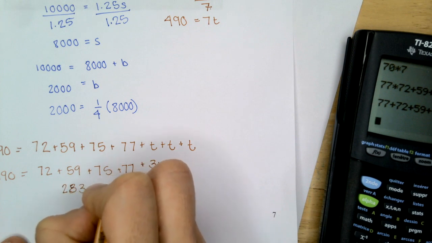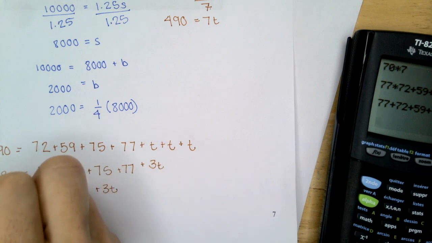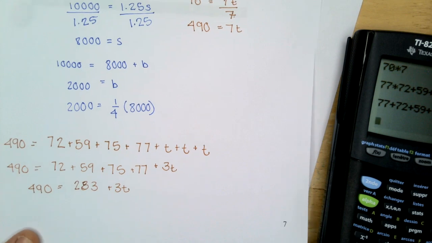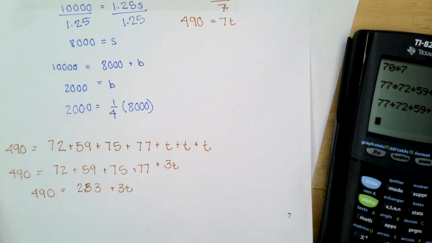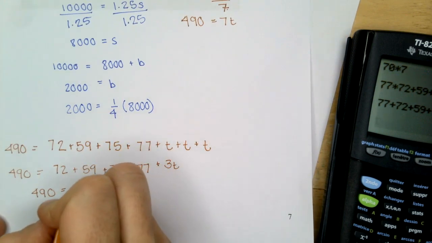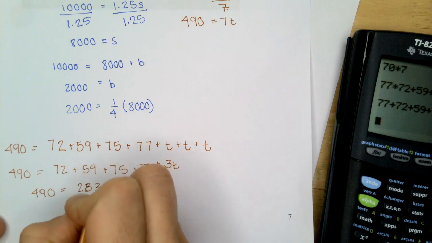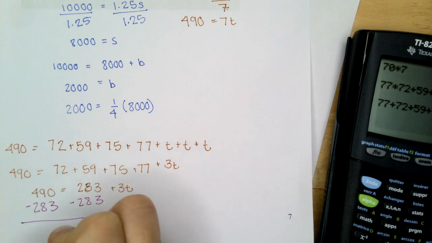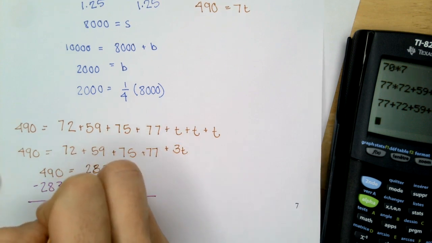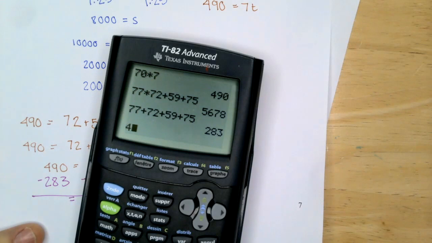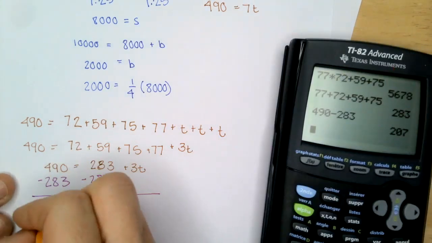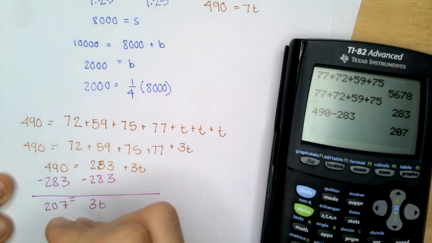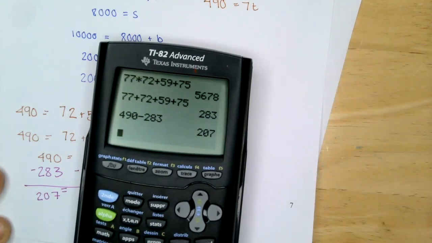283 and 3T need to add up to 490. Yeah? Keep solving it. So we're solving for T. What does she need to get? Minus 283 minus 283. Now we just have 3T is 490 minus 283, 207. Yeah? 207 divided by 3 is, oh, she's fine.